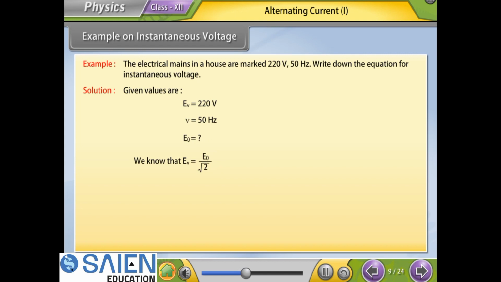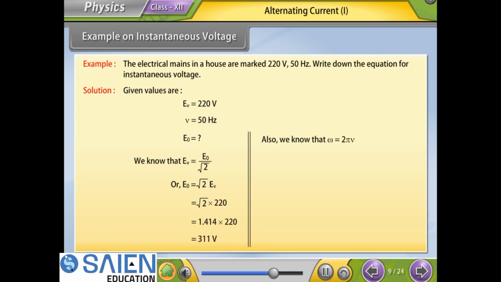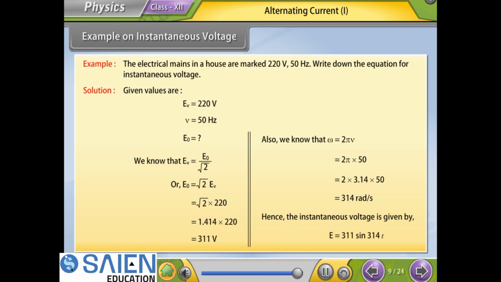We know that EV is equal to E0 divided by root 2, or E0 is equal to root 2 EV. On putting the values in the equation, we get E0 is equal to 311 volt. Also, we know that omega is equal to 2 pi nu. On putting the values in the equation, we get omega is equal to 314 radian per second. Hence, the instantaneous voltage is given by E is equal to 311 sine 314 t.